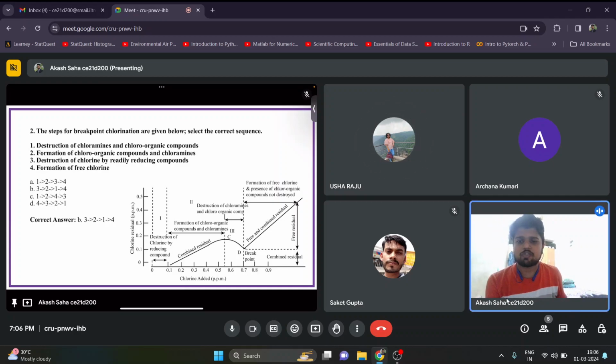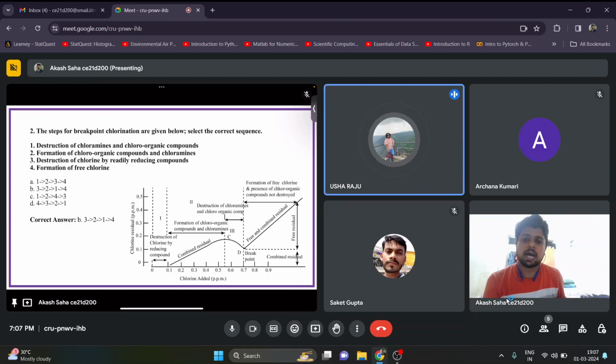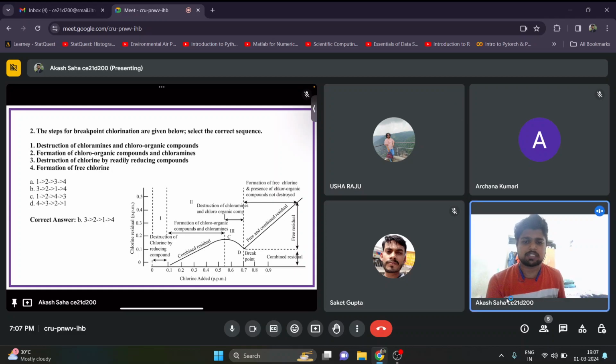No, no. So the thing is, whatever the chloroorganic compounds are formed till point C, maybe not all of them have been destroyed. So there may be some part of combined residual still present at point D. We can see that at point D, there is some part on the y-axis, maybe 0.1 ppm. That is the combined residual. After that point, if we keep on adding more and more chlorine, that will be the free chlorine residual. So some part is already present from the previous points.